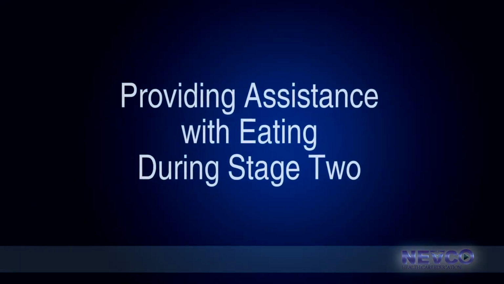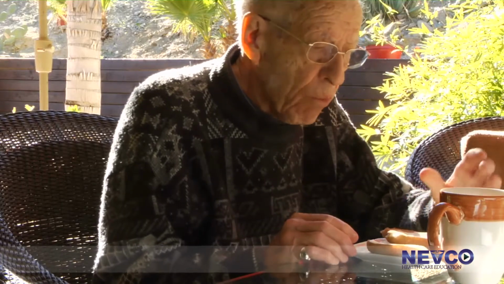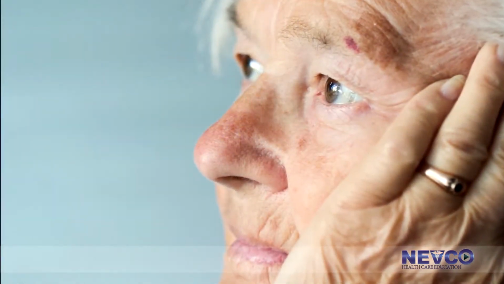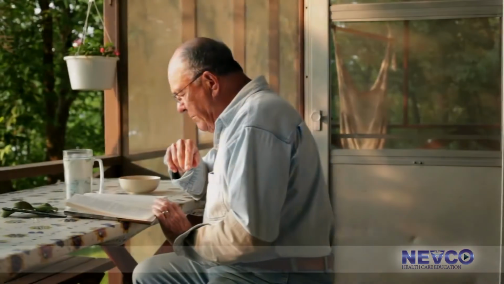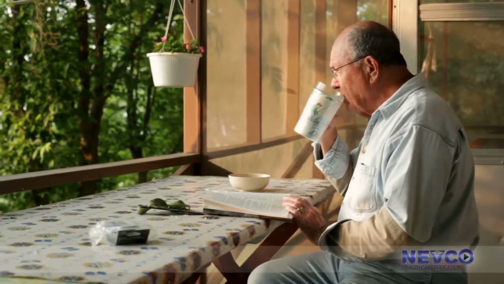Providing assistance with eating during stage 2. In stage 2, eating may become erratic, and the person with Alzheimer's disease may experience weight loss or weight gain. As Alzheimer's disease progresses, the sense of taste and ability to smell may be diminished, and that takes away two normal biological appetite boosters. An increased confusional state and loss of short-term memory during this stage makes mealtimes especially challenging.